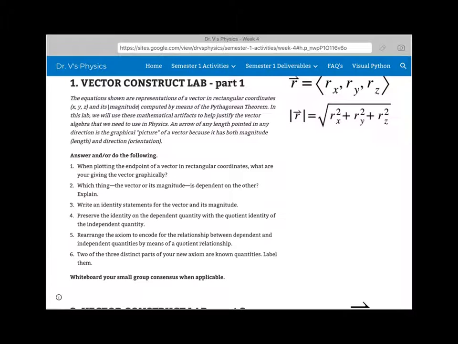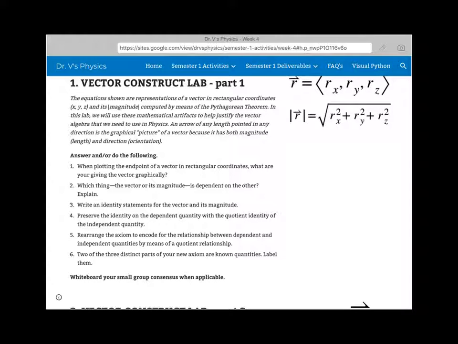So we have this vector lab to do, and of course what you're seeing up here on screen, this right here is the way we write a rectangular vector. Okay, so this is a vector in rectangular coordinates. The R is not for rectangular. All right, it's just one of the many or a couple symbols that we use for a general position vector.